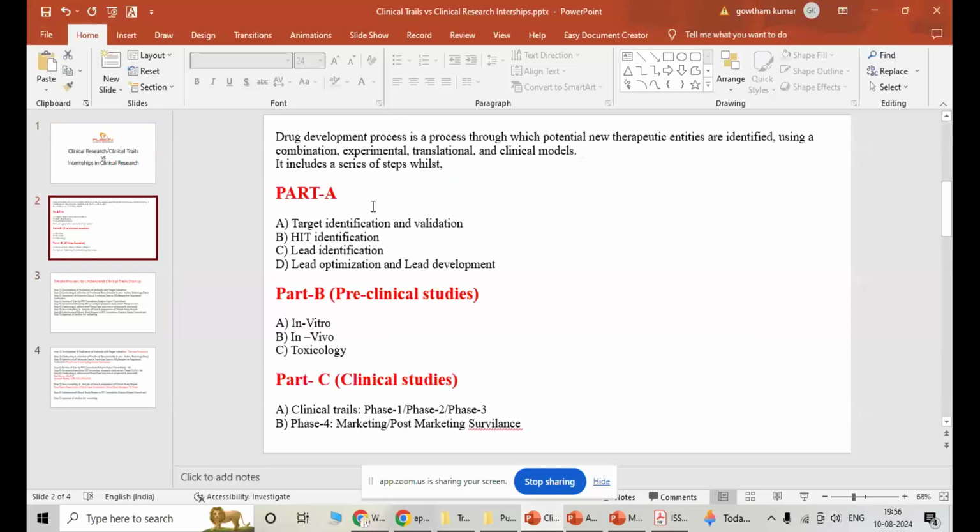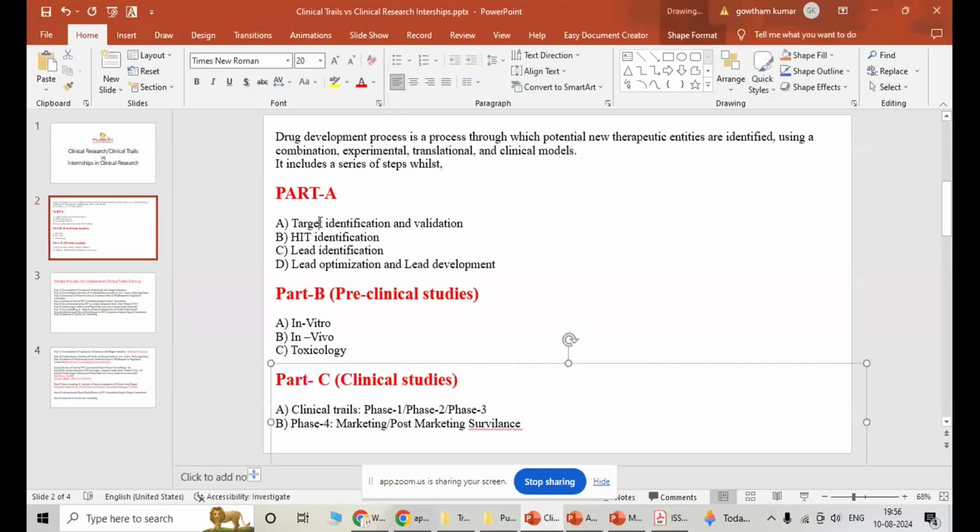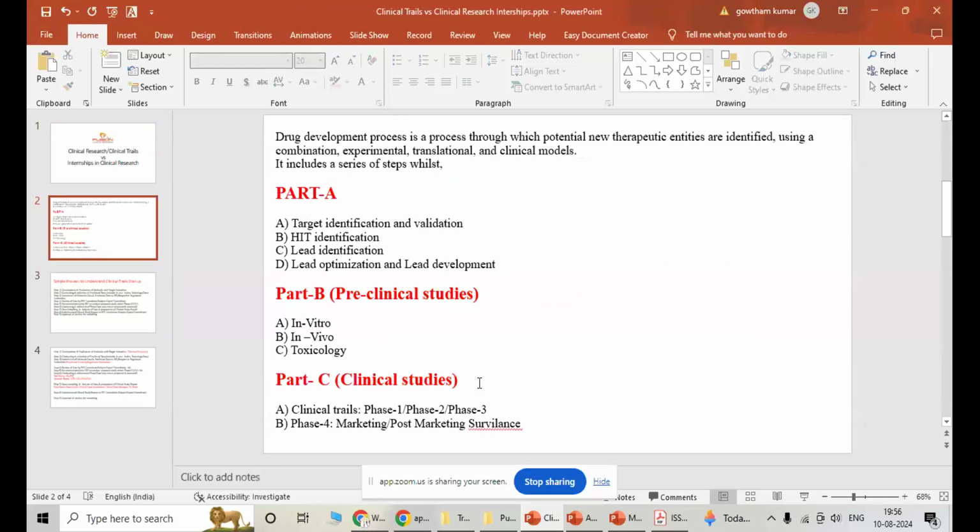Okay. This is the part which I have said. The drug development process is the process through which potential new therapeutic candidates are identified. So coming to part A, the target will be identified. As I said, how the target will be identified using different models, and hit identification, final lead identification, lead optimization, and lead development. After this, it goes to part B, preclinical. Under preclinical, in vivo, in vitro, toxicology studies will be done. After that, part C clinical trials will be connected, like phase 1, 2, 3, 4.